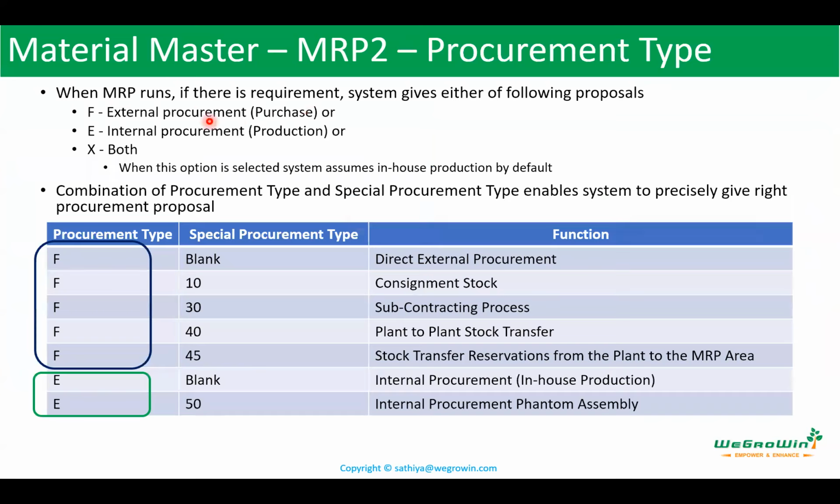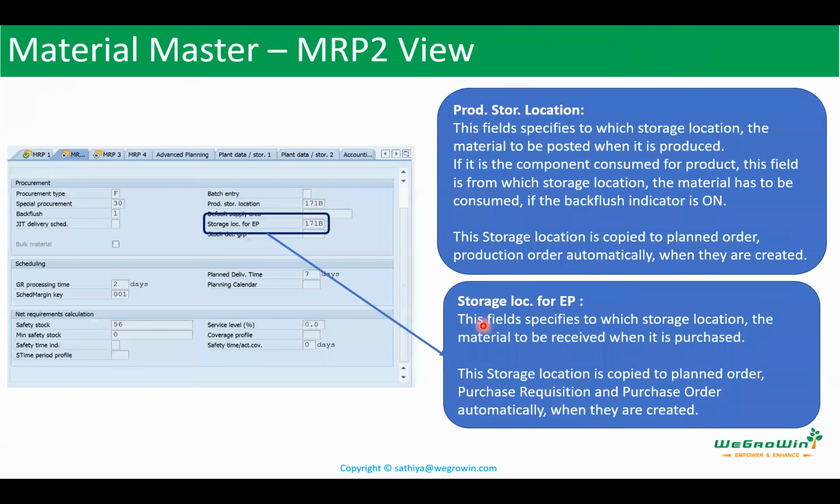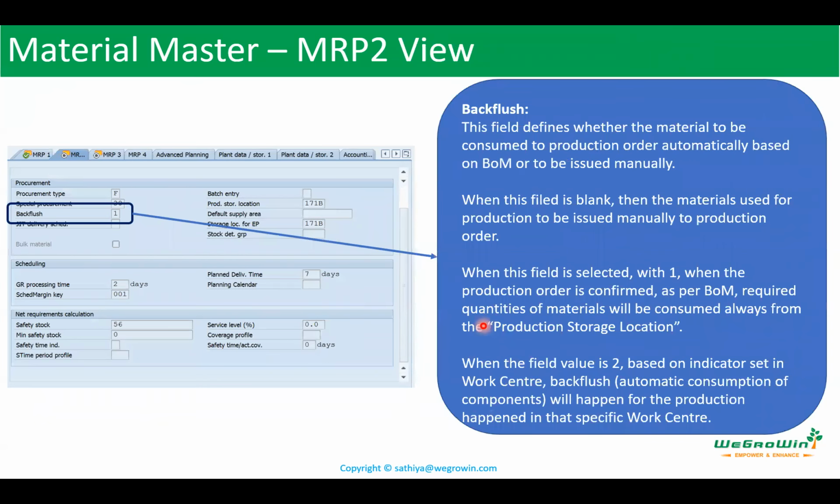You see here, F is external. Oh, okay. E is internal, and F with a blank combination is direct external procurement. F and 30 is subcontracting. Subcontracting, okay. So if we have defined the storage location in MRP2, the backflush also takes place automatically.